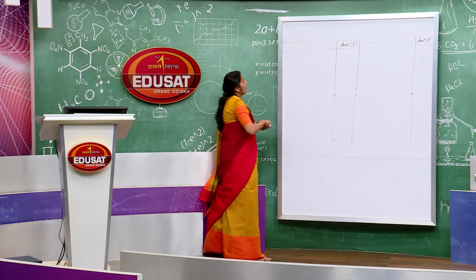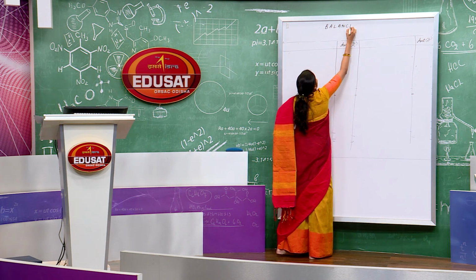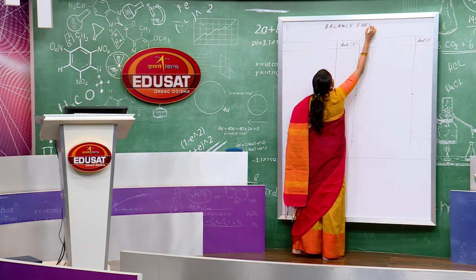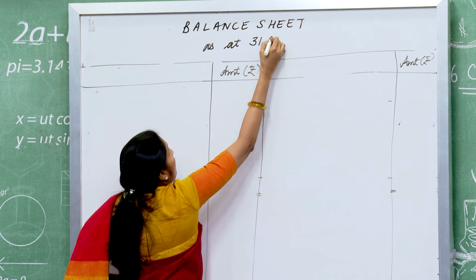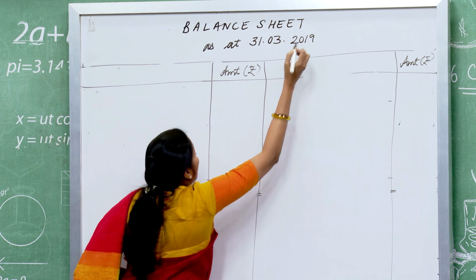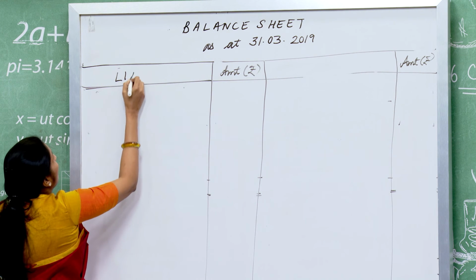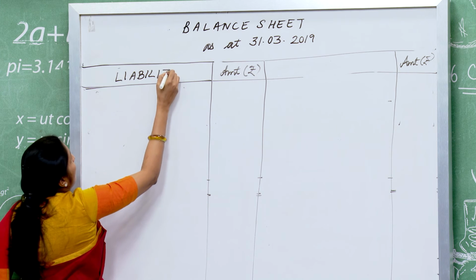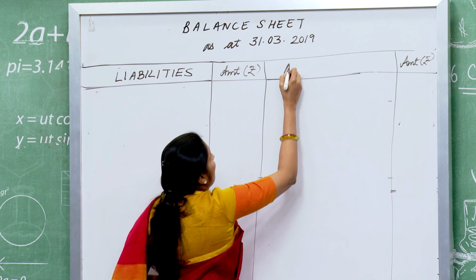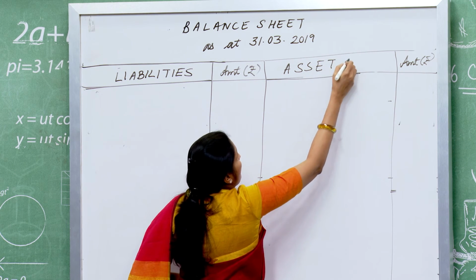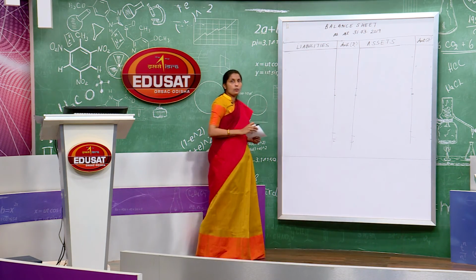So, the balance sheet as at 31st March 2019. Here we have the liability side, and then here we have the asset side. That is, on the right hand side we have the asset side, on the left hand side we have the liability side. So let's go ahead and see how the balance sheet is prepared.